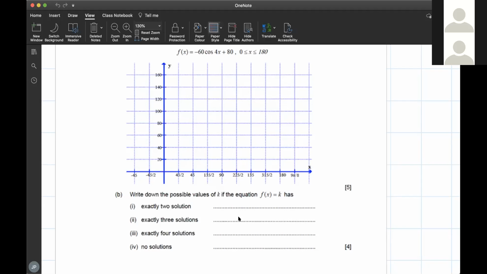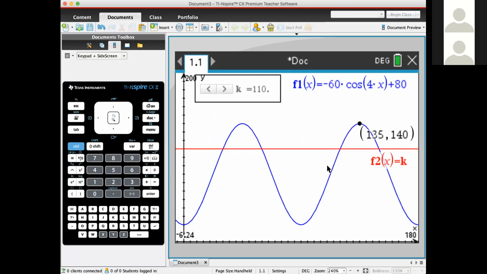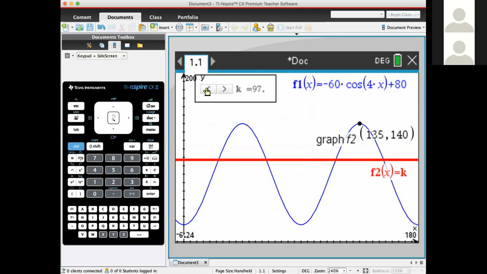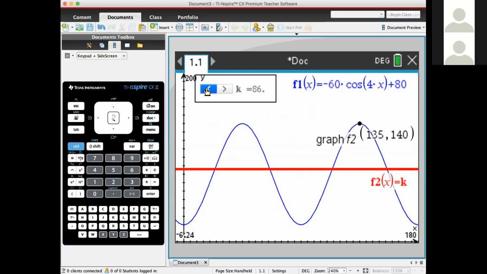Three solutions: is there a place where k has three solutions, or three points of intersection in the graph? 1, 2, 3, 4. There'll be no value of k that gives three solutions, from 0 to 180 in this domain. You'll have four solutions definitely all the way from the minimum point till the maximum, not including the maximum point.